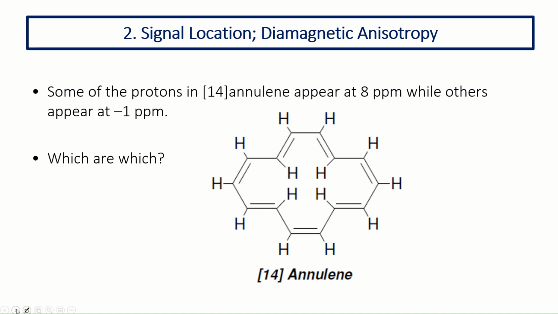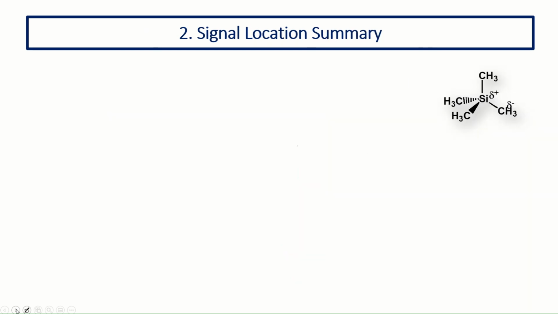So herein, when we look at [14]annulene, we immediately can tell that the protons outside the cone, so in the periphery, are the ones that are at 8 ppm, and the ones internally are inside the cone, and therefore they're at -1 ppm. So with that, we can now summarize signal location.